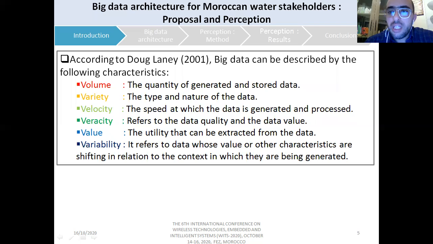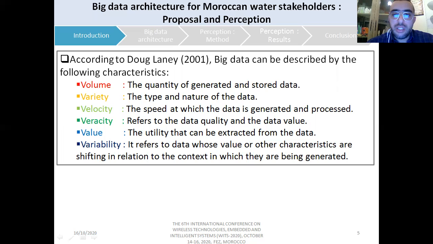According to Doug Laney, big data can be described by the following characteristics: volume, variety, velocity, veracity, value, and variability. Volume refers to the quantity of generated and stored data. Variety is about the multiple types and nature of the data. Velocity is about the speed at which the data is generated and processed. Veracity refers to the data quality and the data value, and specifically to the metadata.